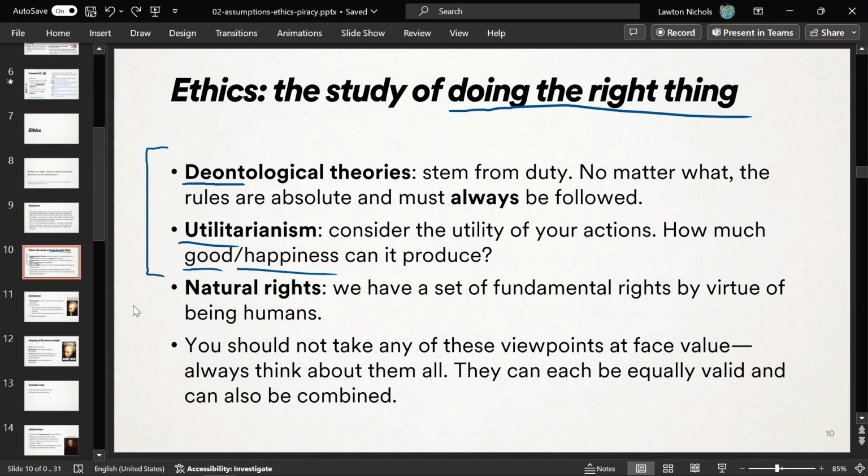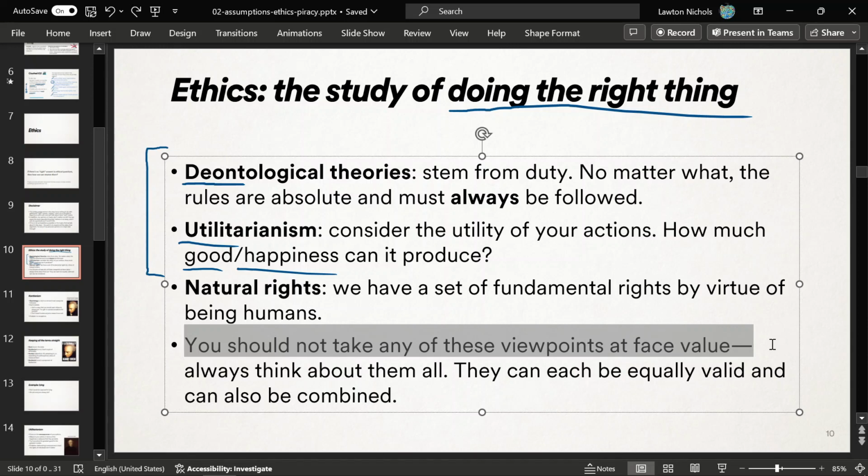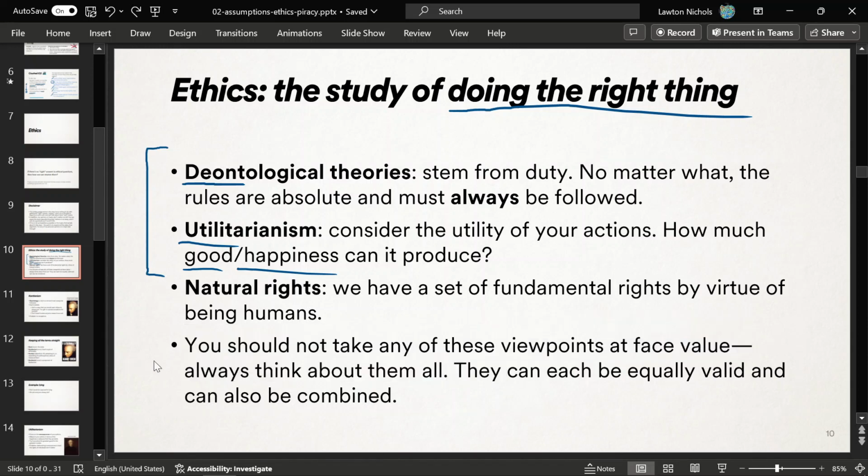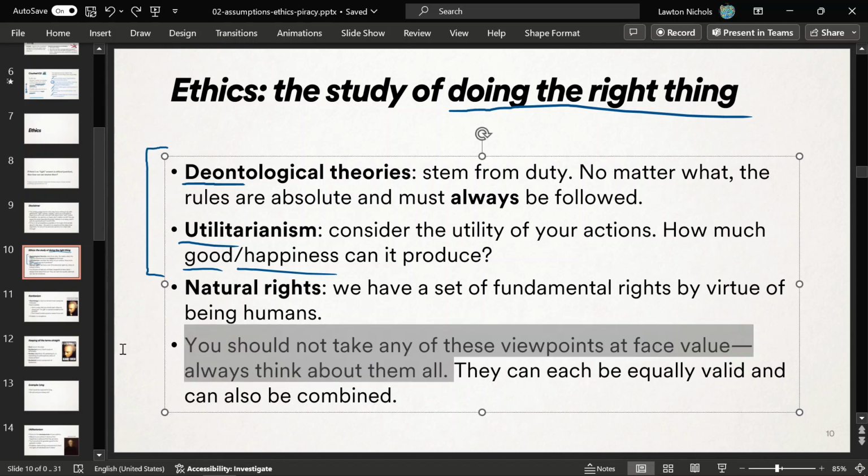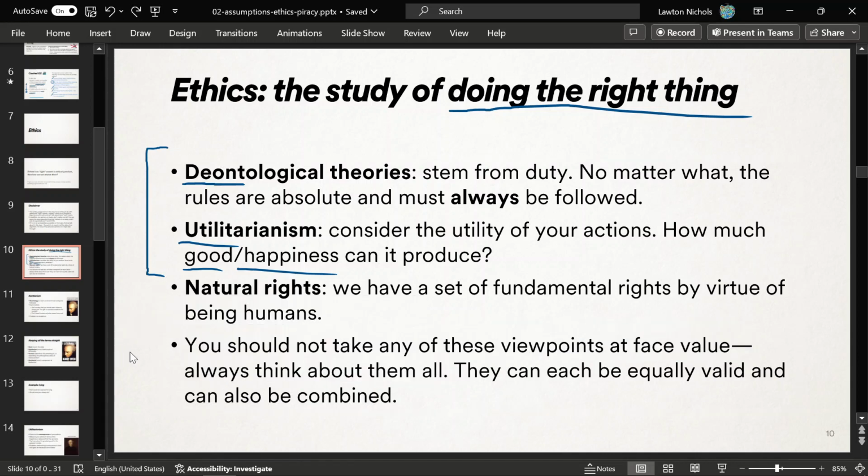And so these are just ways of approaching a problem. You shouldn't just be like, I'm going to be a deontologist. I'm going to be a utilitarianist. That's not really going to get you a good grade in this class. You have to look at all of these viewpoints at once and pick them apart. Be like, all right, the utilitarians are right on this problem.